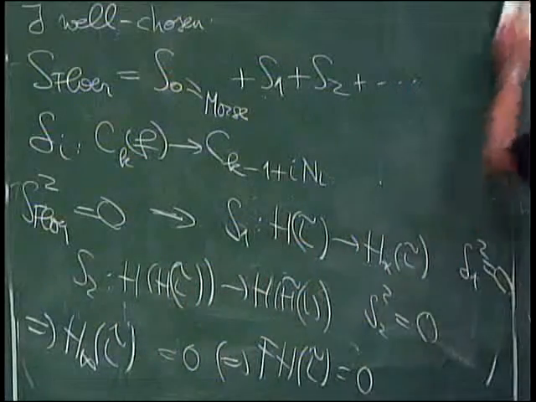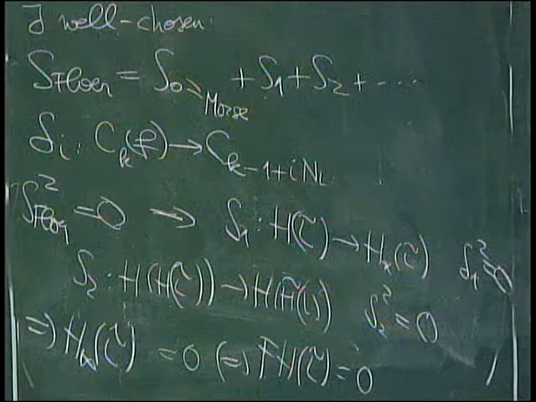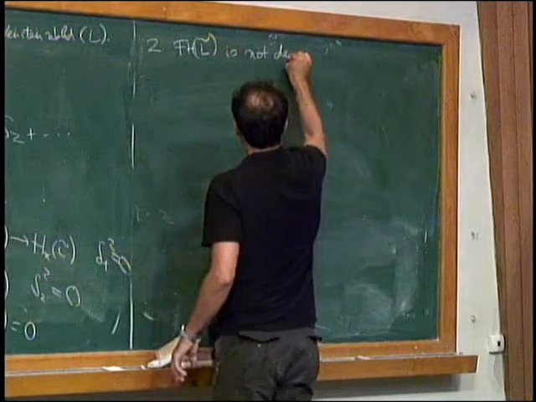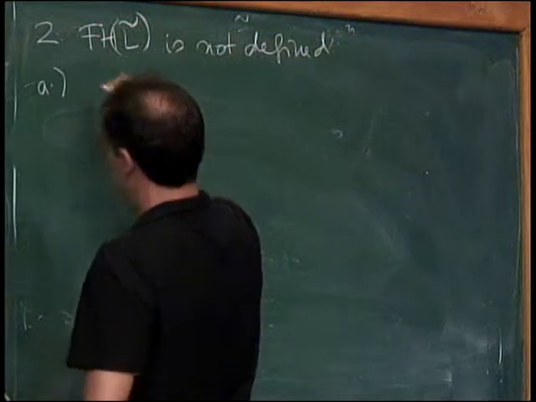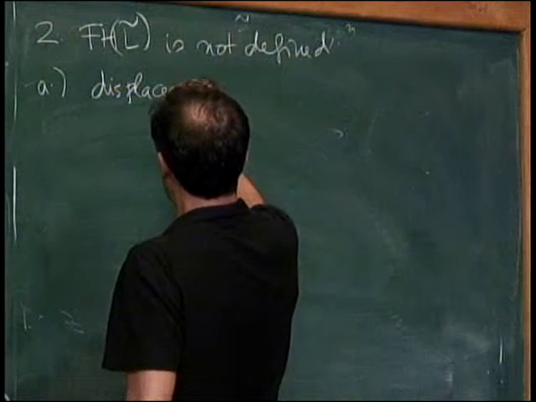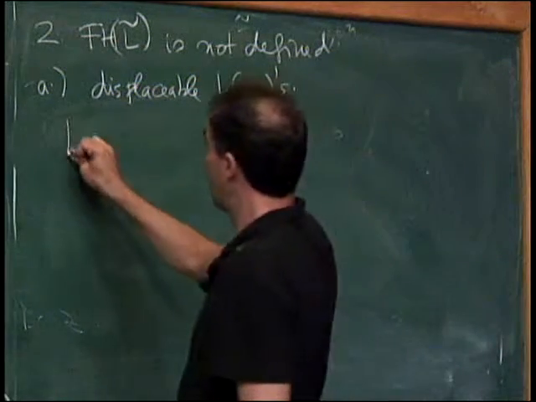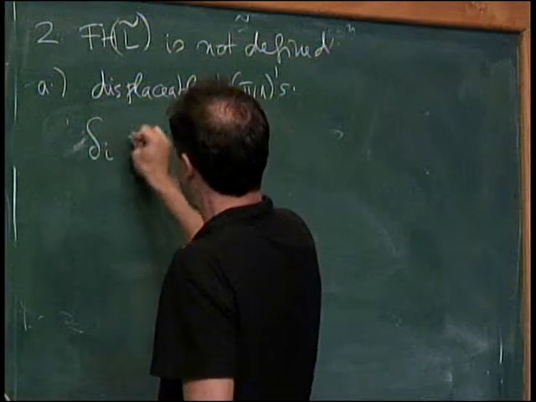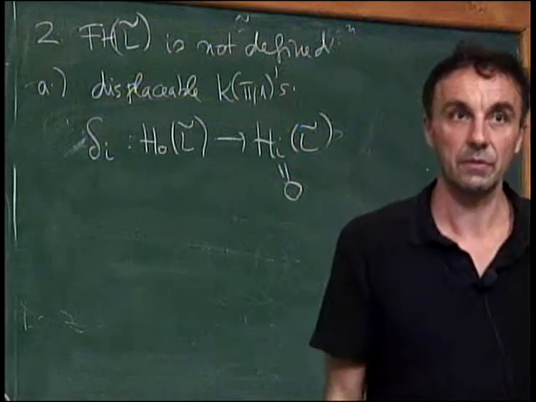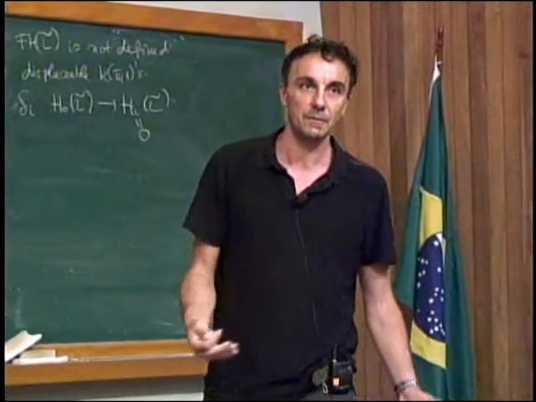And this shows that in some cases this Floer homology cannot be defined. So this shows that it is not defined, first for displaceable K(pi,1)s. Because in this case, when we take d_i from H_0 to H_i, this is 0. Okay, so then the lifted Floer homology, if it was defined, would be non-zero, but on the other hand, since it's displaceable, it should be 0. So this is a contradiction, so it cannot be defined.